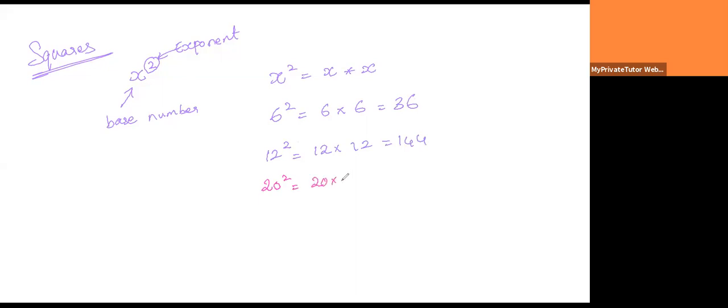It is 20 times 20. This is an easy one though. 2 2s are 4, so 20 square is 400. Let's take a different number, 25 square. Again, 25 times 25. The square of a number, in a sense, is just multiplying the number by itself. So 25 square is 625. If you are not able to remember this, just multiply 25 by 25, you get 625.